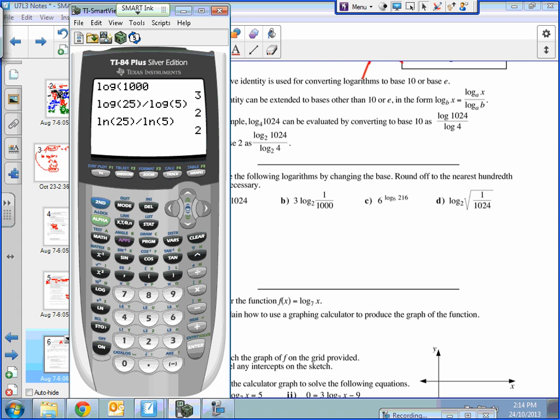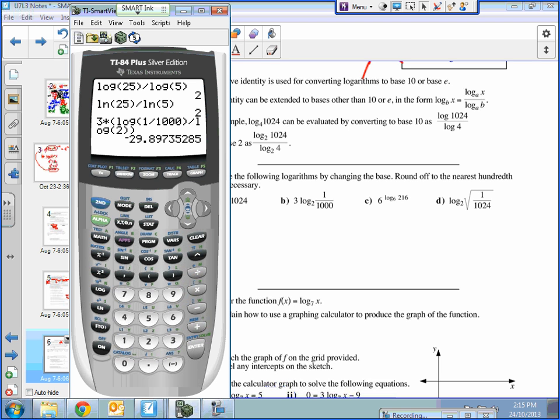So I go 3 times, and then I have log of 1 over 1,000 divided by log of 2. Yeah, with that 3 there.